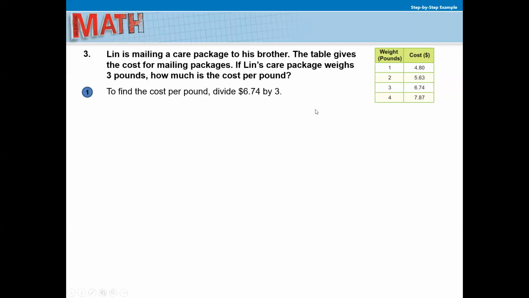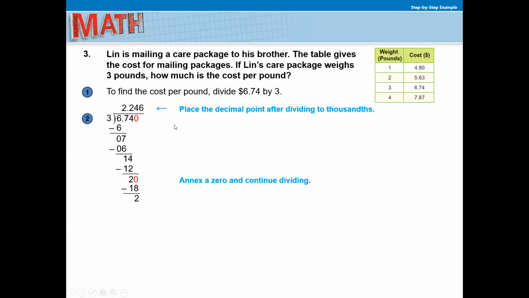To find the cost per pound, divide $6.74 by 3. 674 divided by 3. Because Lynn's care package weighs 3 pounds. 674 divided by 3. Down here we have a 2 as our subtraction answer. We need to annex a 0 in the dividend, bring it down, and continue dividing. The remainder will never be 0. That's called a non-terminating decimal.